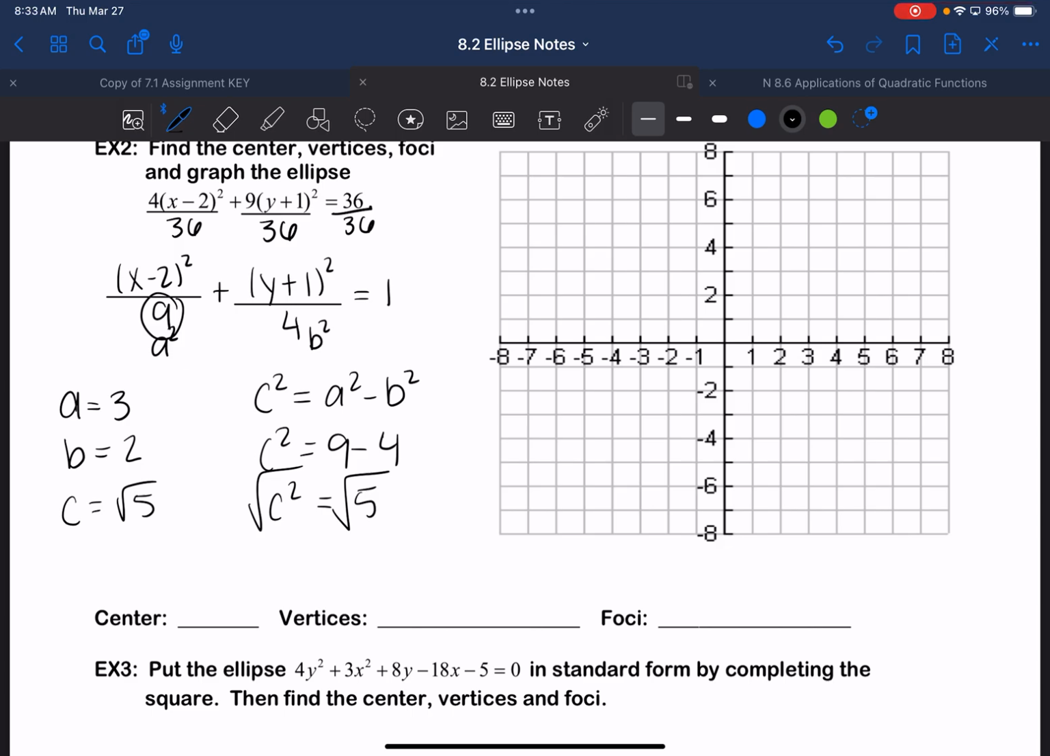All right. So is my center at 0, 0 this time? No. What does my h and k tell us our center is? Write 2 down there. Okay. So remember, this is my h, this is my k. Yeah, so it's going to be at 2, -1.